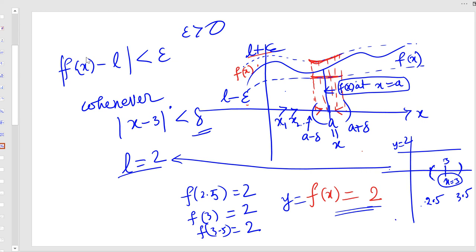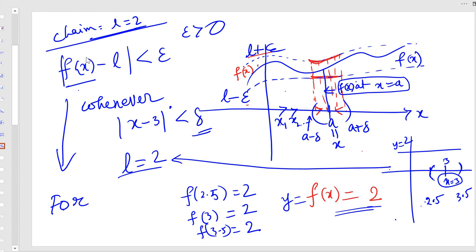Okay, for this example, let us try to verify. So the claim is L equals 2 is the limit. So here, for a given epsilon, we have to assume epsilon greater than 0.